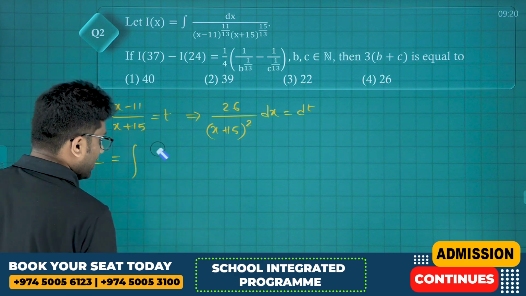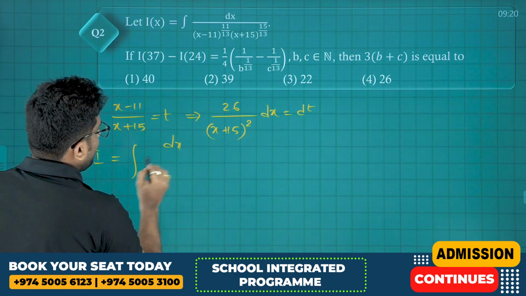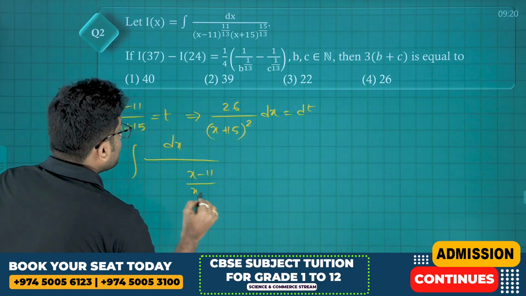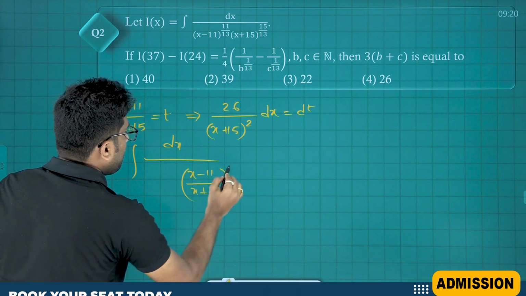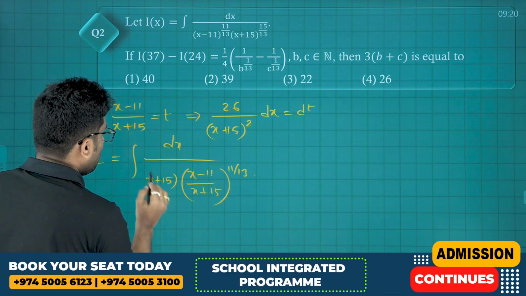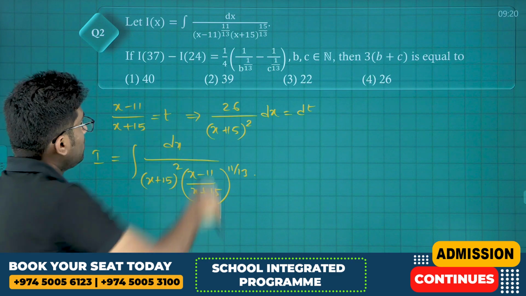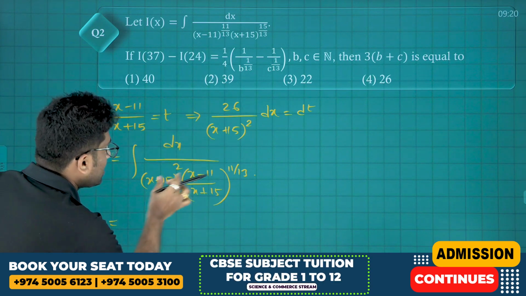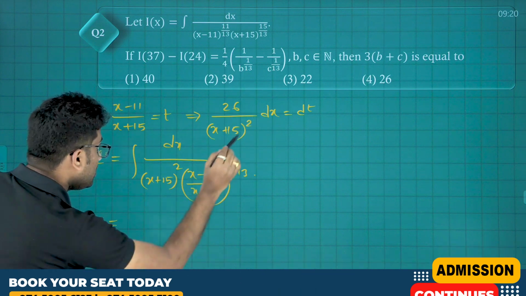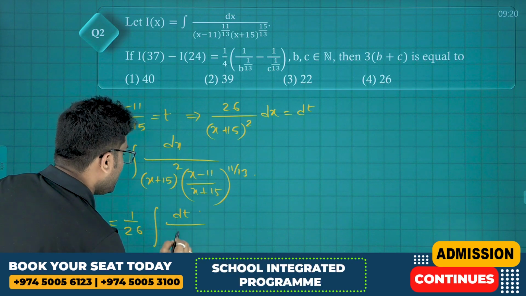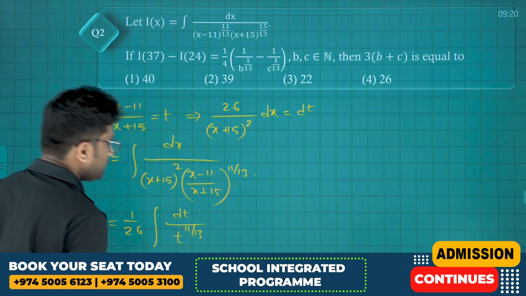Actually, this problem we can write as dx divided by (x minus 11 by x plus 15) whole power 11 by 13 into (x plus 15) whole square, friends. This is the first step that you are supposed to express. Now this is nothing but dx by (x plus 15) whole square is dt by 26. So 1 by 26 times dt divided by t power 11 by 13.